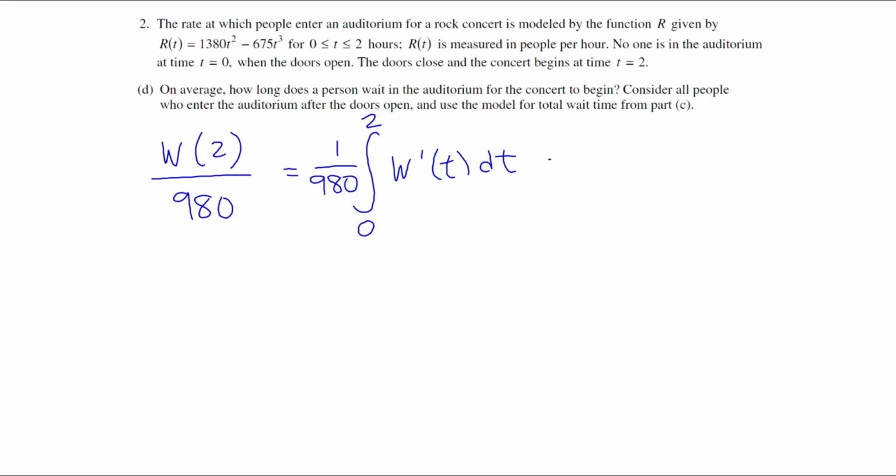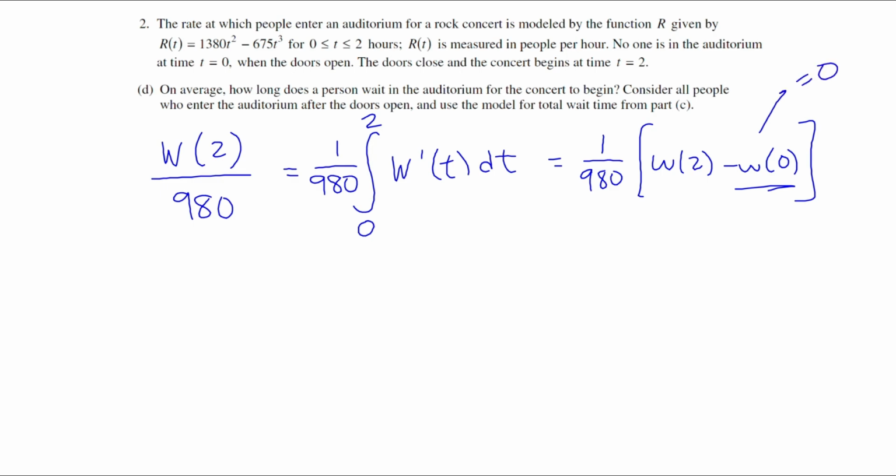So what we can do here is note that this is the same as 1 over 980 times W of 2 minus W of 0. Well, at hour 0, nobody had waited at all. That's equal to 0, right? This part right here is equal to 0. So really all we're looking for is this, right? And this integral here, we could just do on our calculator.